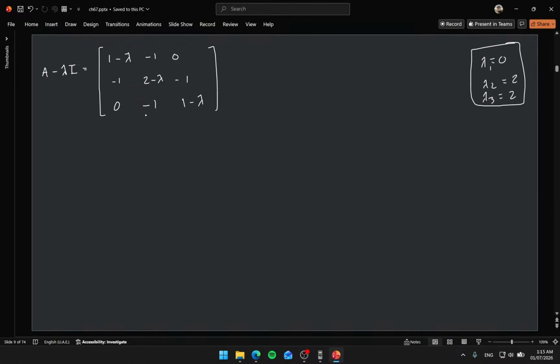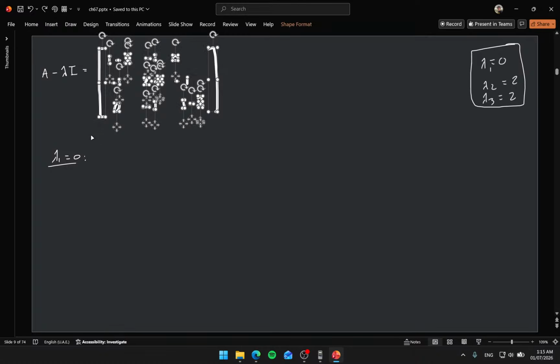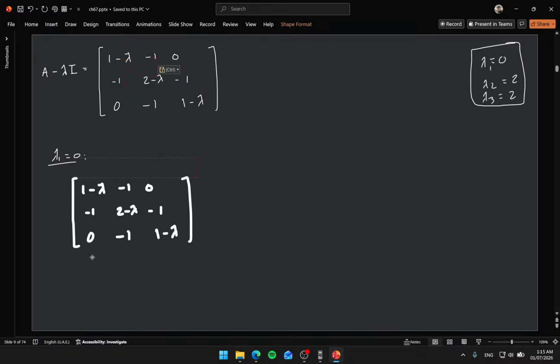So basically the eigenvectors, you take each one, let's start with eigenvalue 0. You take each one and substitute it here. You see this lambda, you substitute 0 instead of lambda. And you equal it to 0, so you add another column of zeros and you reduce it. You solve the system of equations using the row reduction method.